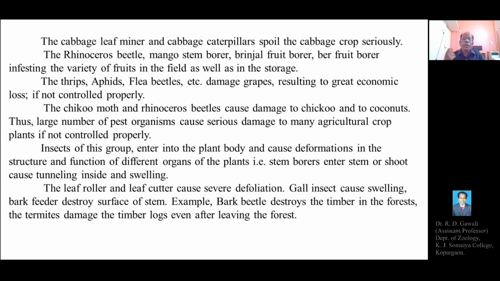For example, bark beetle destroys the timber like teak in the forest. The termites damage the timber logs even after leaving the forest. So these are the different type of insect pests attacking or infesting a variety of crops and causing their damage or loss variously.